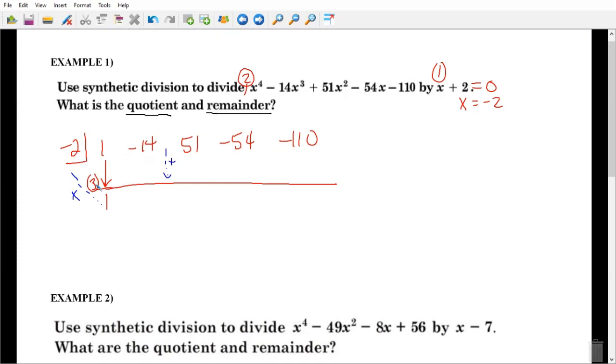All right, so -2 times 1 is -2. -14 plus -2 is? Negative 2 times negative 16 is? 51 plus 32 is? 83 times negative 2 is? Negative 54 plus negative 166. Negative 2 times negative 220. Negative 110 plus 440.